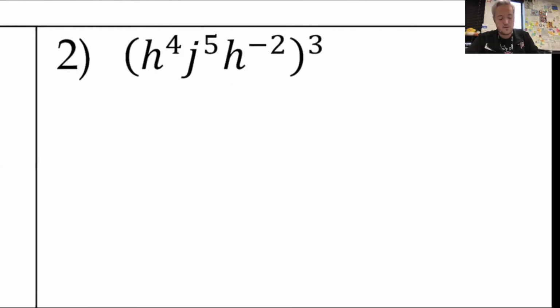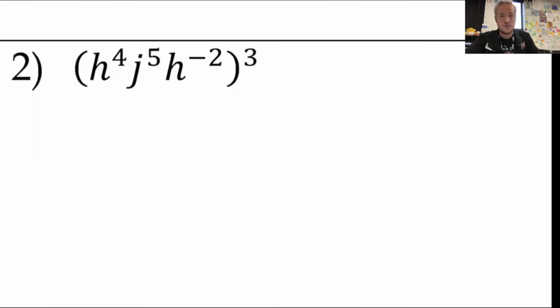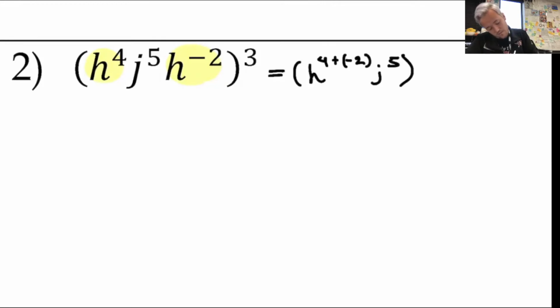All right, and then looking here at number 2. So this is product property, but also a little bit of power property. Because notice how on the inside of the parentheses, we have h written more than once. So you can actually start by simplifying the inside of the parentheses before you start working your way out. So I'm going to do product property first. So 4 plus a negative 2, and then j to the 5th. That's all raised to the 3rd.